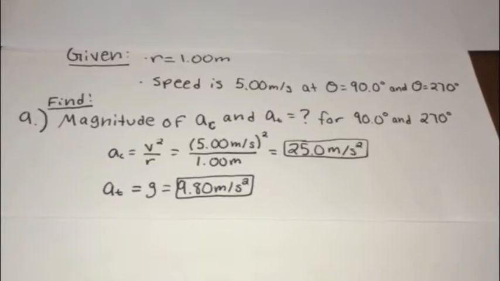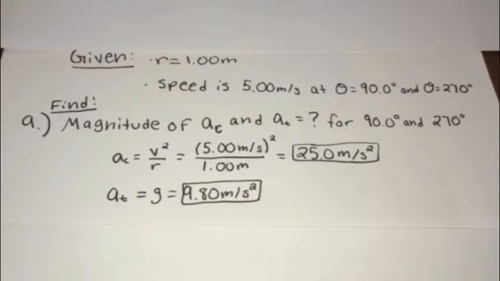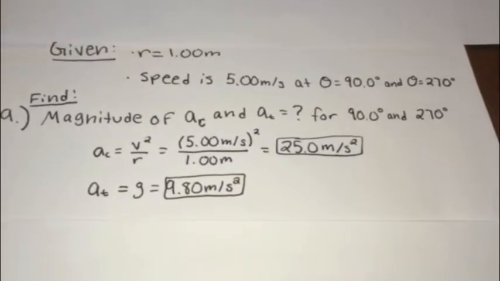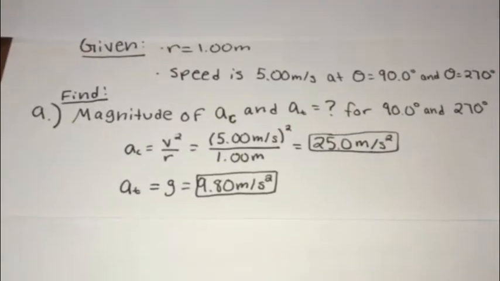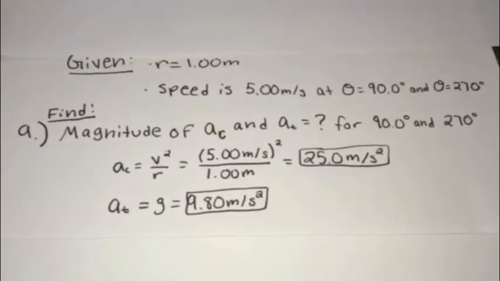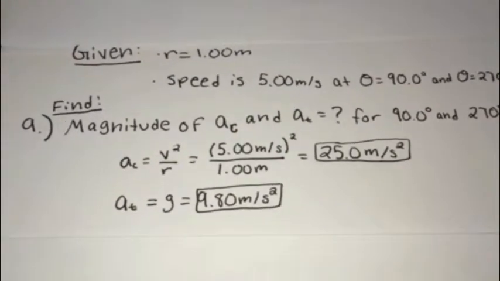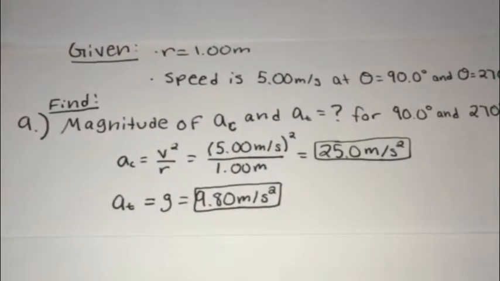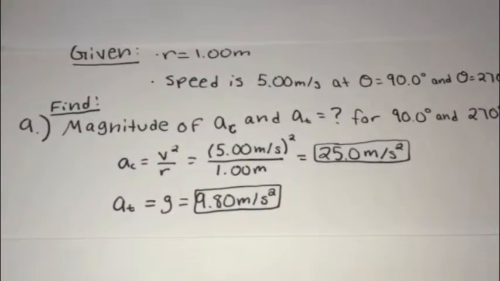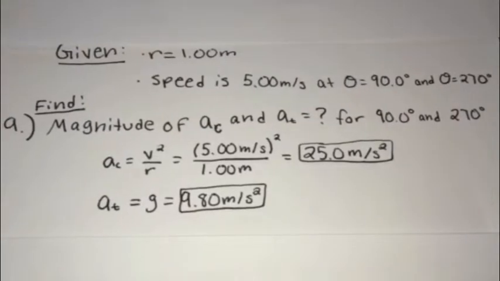We will start with part A. In part A, what you are required to find is the magnitude of AC and AT at 90 degrees and 270 degrees. To find that, use the equation AC equals V squared over R. We were given the speed in the givens as 5.00 meters per second, and you square that and then divide by the radius, which was also given as 1.00 meters, to get a centripetal acceleration of 25.0 meters per second squared.